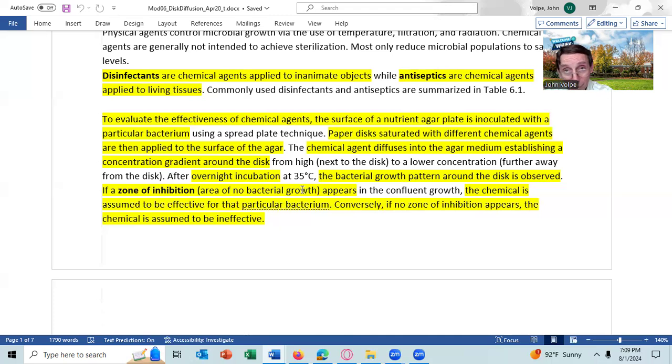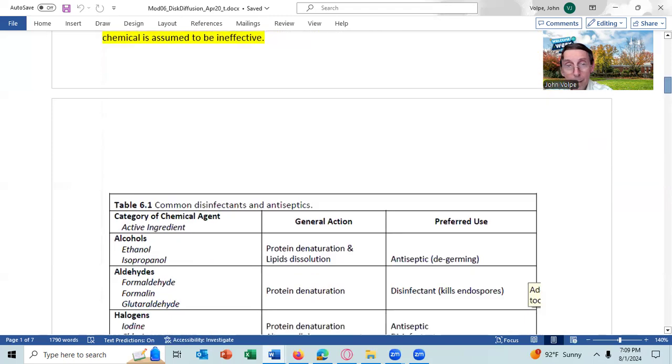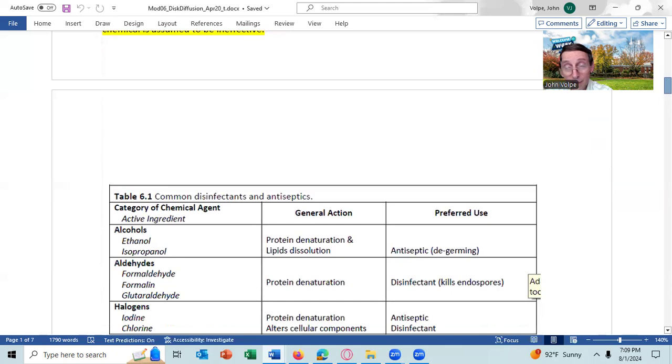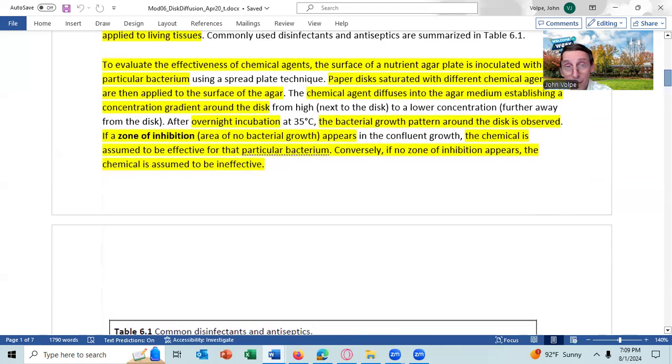And if there's no zone of inhibition, you could say that the bacteria is resistant to that chemical. But sensitivity and resistance mean something different than simply whether there is a zone of inhibition or not. Is that clear to everyone?